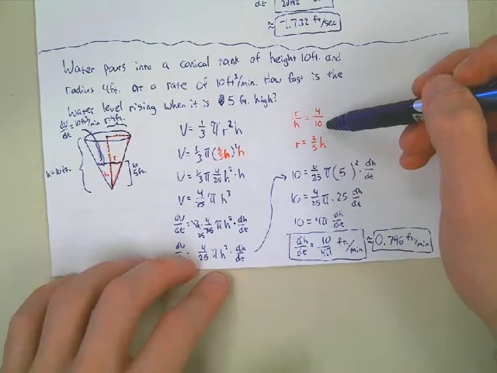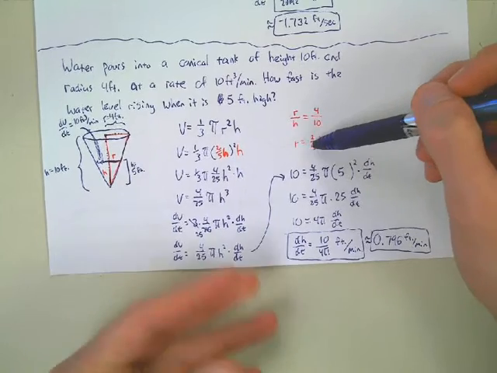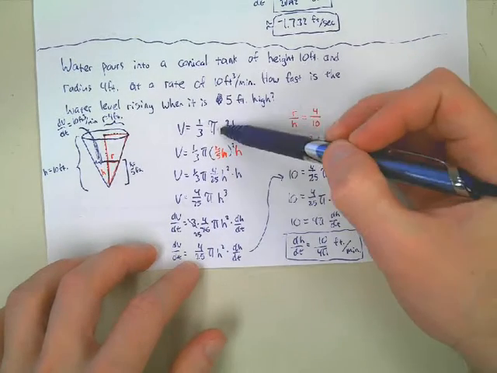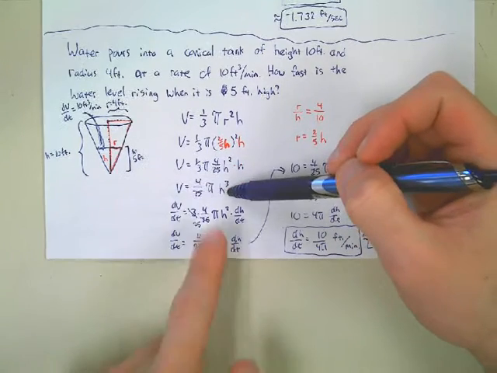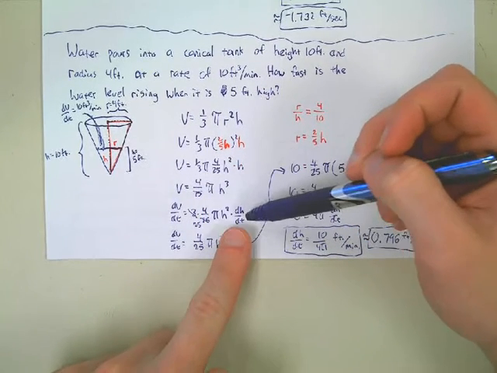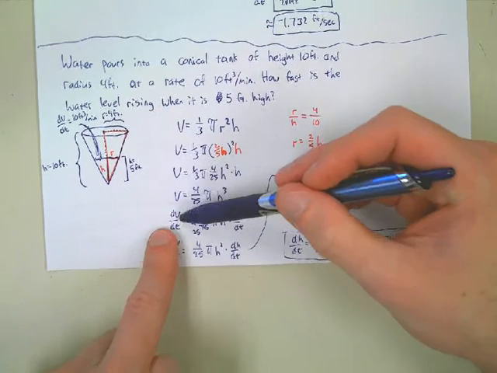So instead of writing r, make it 2/5 h. Simplify, now it's all in terms of h. Now when I take the derivative, I only have dH/dt, which is what I'm trying to solve for. I have h, which I know. I have dV/dt, which I know. And so I know all the pieces I need to then be able to solve for dH/dt. Go through it, okay? That's the idea.